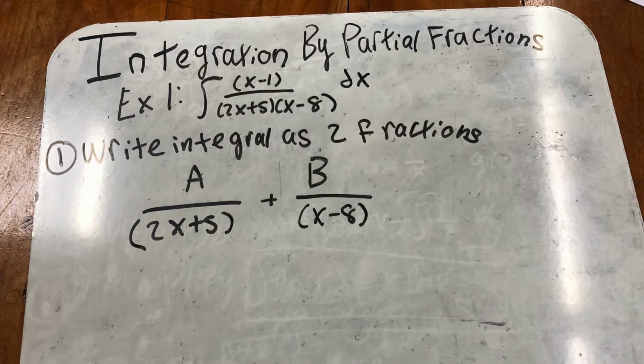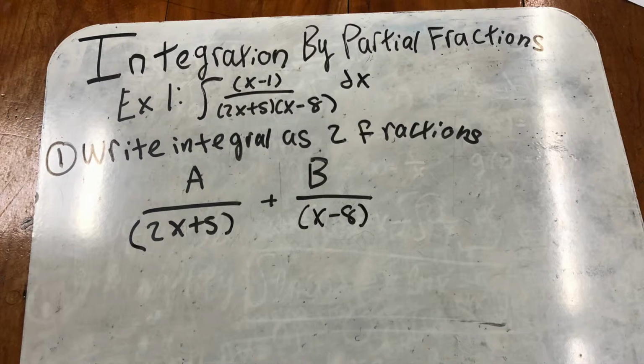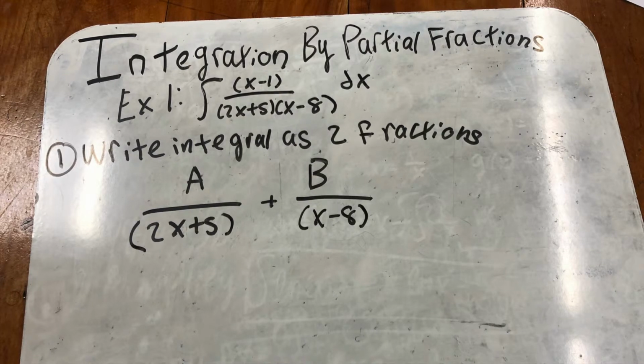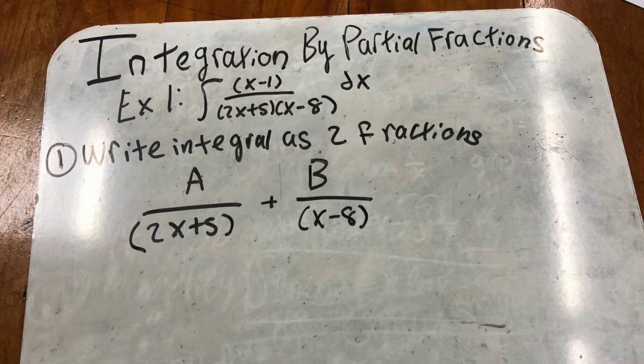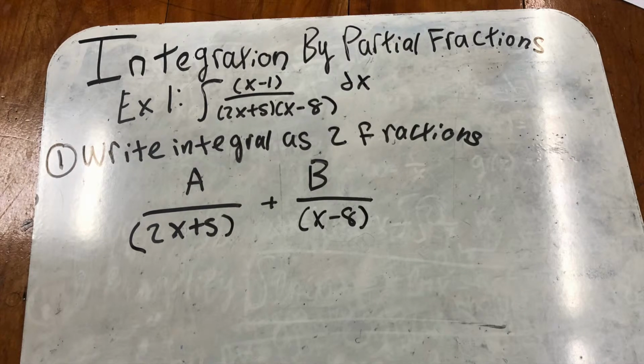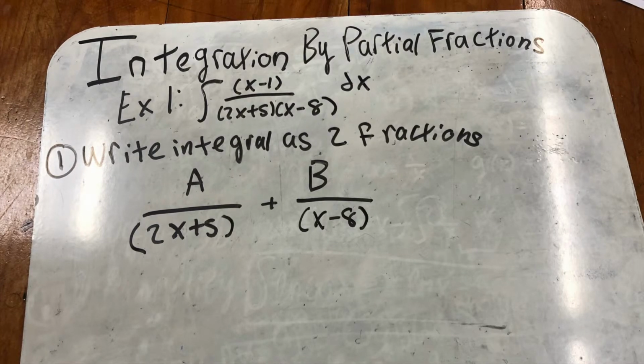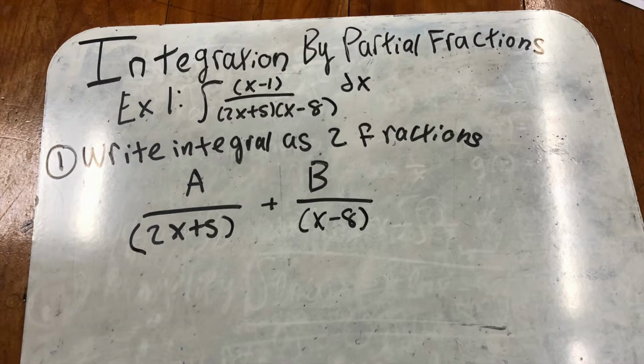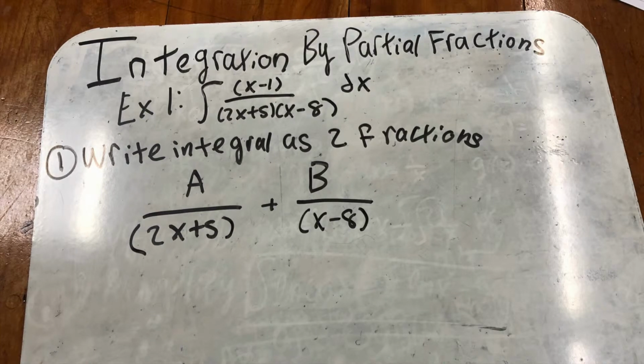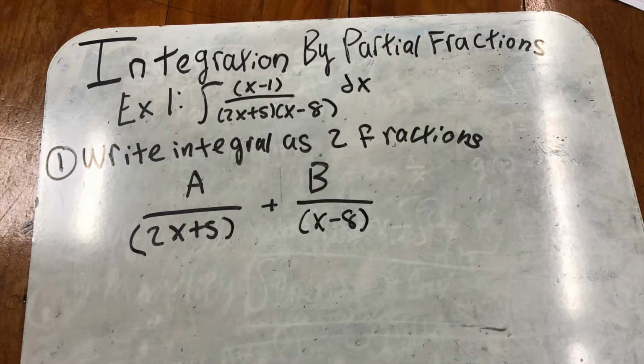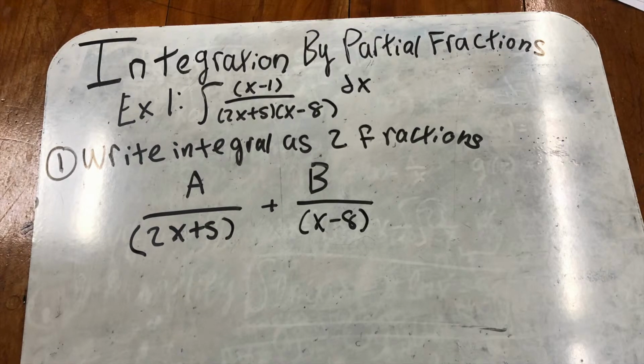Our second technique of integration is called integration by partial fractions, and the integral that we are going to evaluate is the integral of x minus 1 over 2x plus 5 times x minus 8 dx. So the basic principle of this idea is that you can rewrite this integral as a over 2x plus 5 plus b over x minus 8.